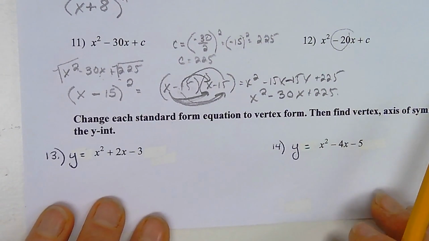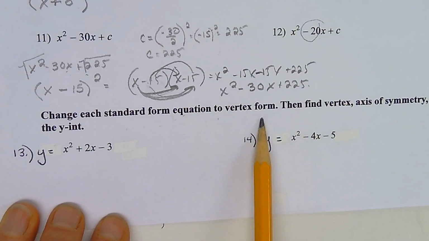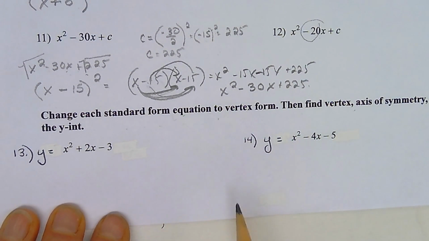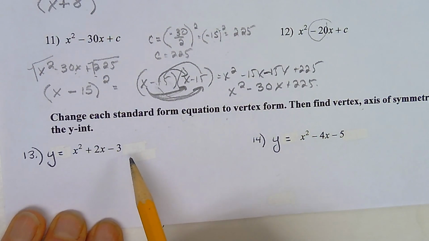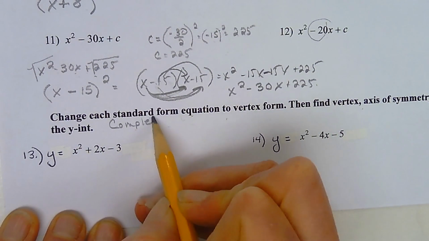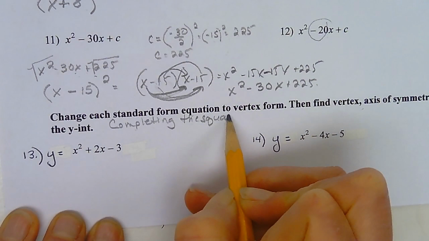Okay, 13. The directions here say change the standard form equation to vertex form, then find the vertex, the axis of symmetry, and the y-intercept. So number 13, I'm going to change it into vertex form. How do we do that? By completing the square, just like we were doing up here, and then factoring. So watch what happens.